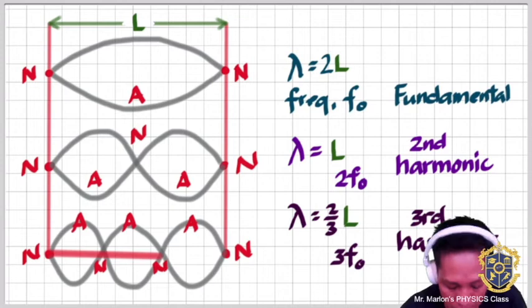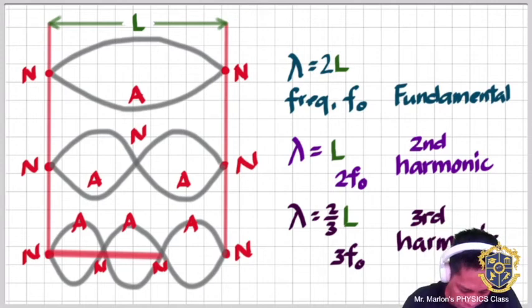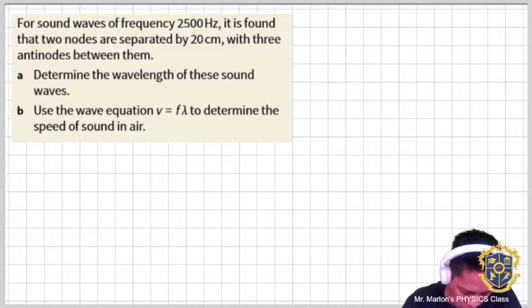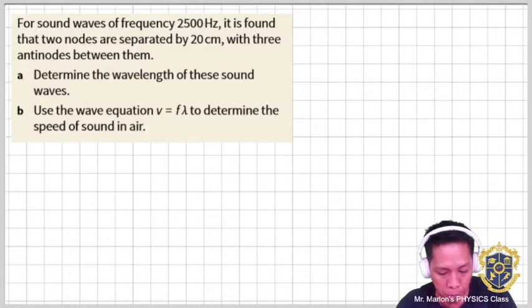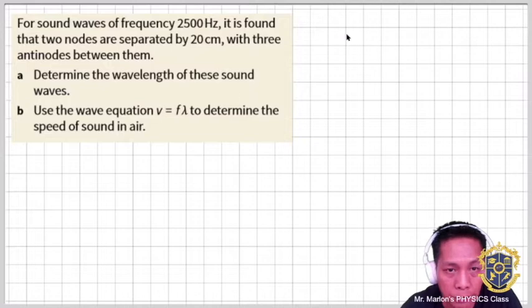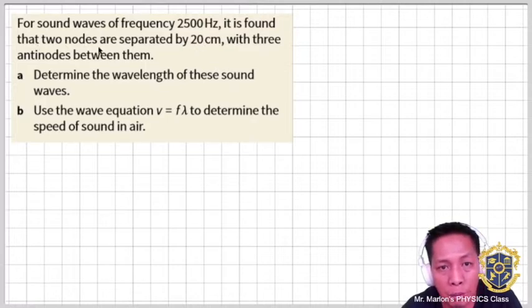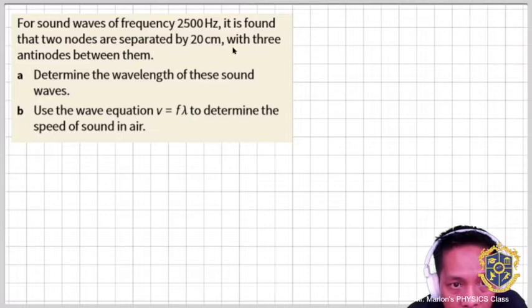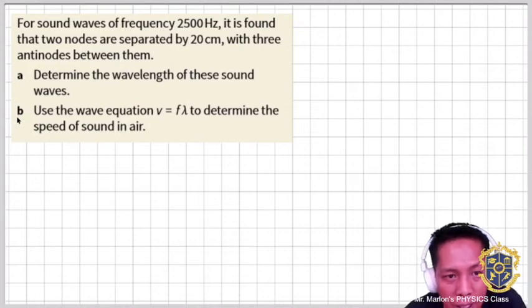Now, just for a simple application of this, I copied a problem from your textbook. As you can see here, we have frequencies given and also some distances, which is actually this one, 20 centimeters. And there is another important piece of information here: there are 3 antinodes between 2 nodes. The question is asking for the wavelength, and the other one is asking for the wave speed.